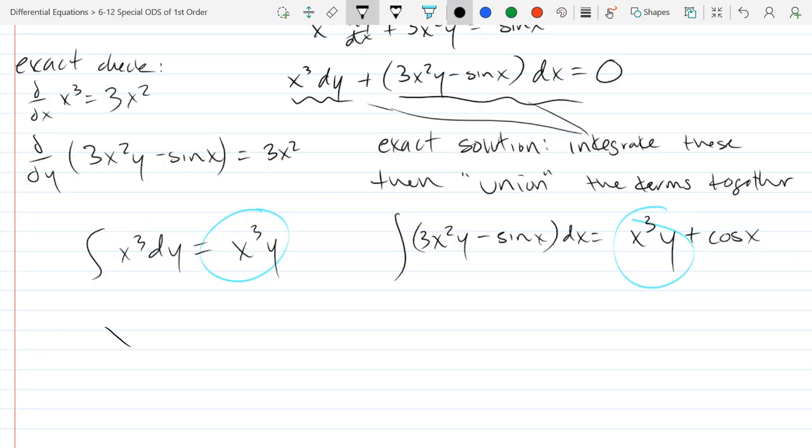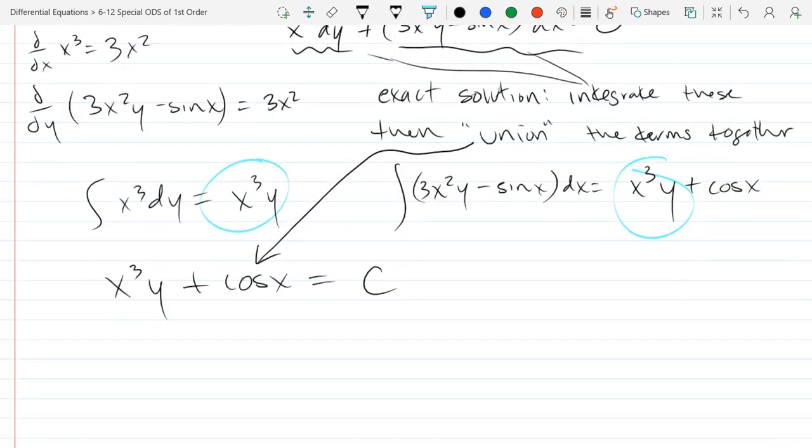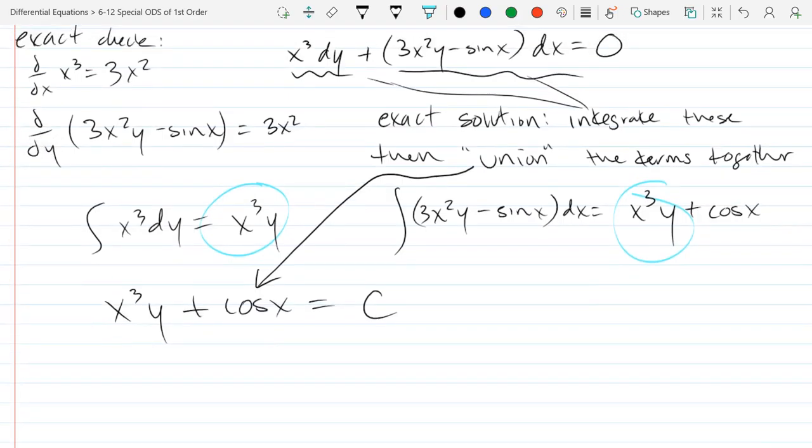And so our solution, you add these up: x cubed y plus cos x equals constant. So here's where we union them up, write down, that's a really bad arrow. So there we're unioning them up by adding them. The reason I don't just say sum them together is because you don't want to add two of the terms I have circled. You just want to add one of those guys.